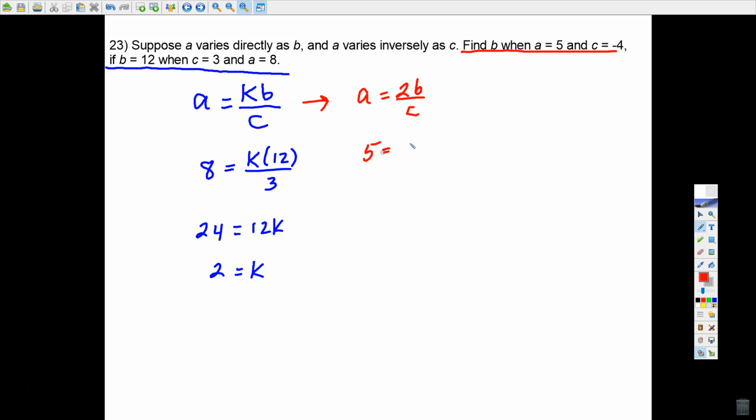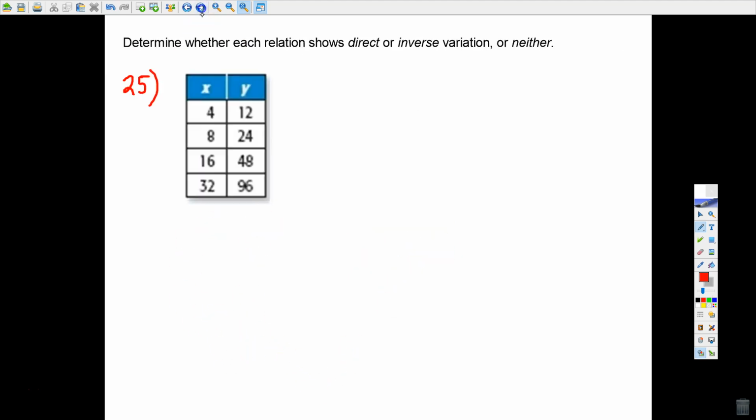5, and C is negative 4. Okay, multiply by negative 4 on both sides, divide by 2 on both sides, and we have B is negative 10. No problem. All right, I didn't do one of these in your notes.